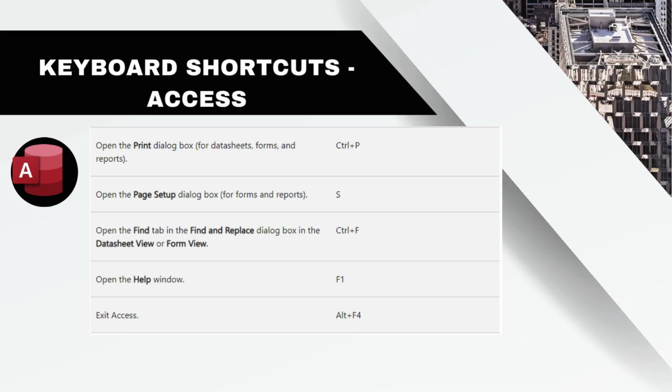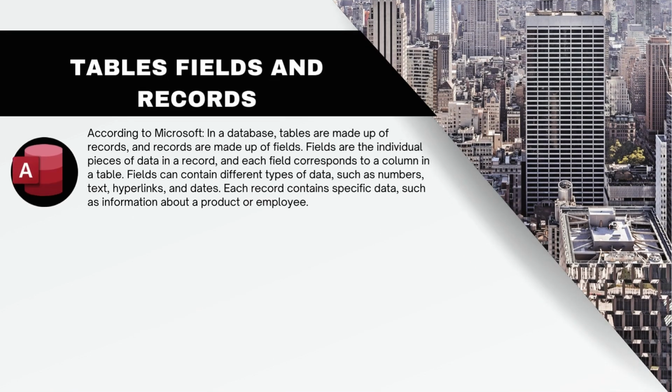All right, so moving right along. Essentially we have tables, fields, and records. According to Microsoft, in a database, tables are made up of records, and records are made up of fields. Fields are the individual pieces of data in a record. Each field corresponds to a column in a table. Fields can contain different types of data, such as numbers, text, hyperlinks, and dates. Each record contains specific data, such as information about a product or employee.